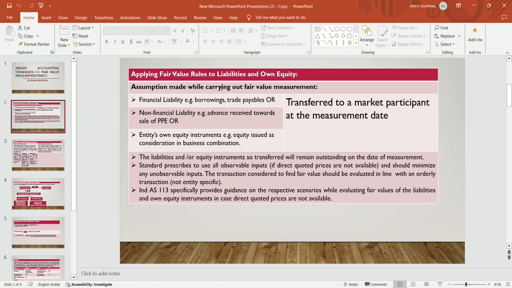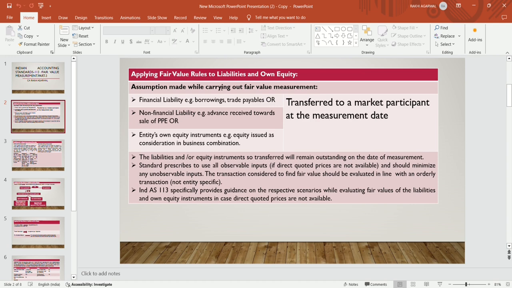This fair value is measured as if the market participants transfer these liabilities, non-financial liabilities and equities to other market participants at the measurement date. Means they are not settling, they are transferring their liability, shifting their burden to another person. At that time fair value is to be measured, and fair value rules are to be applied.